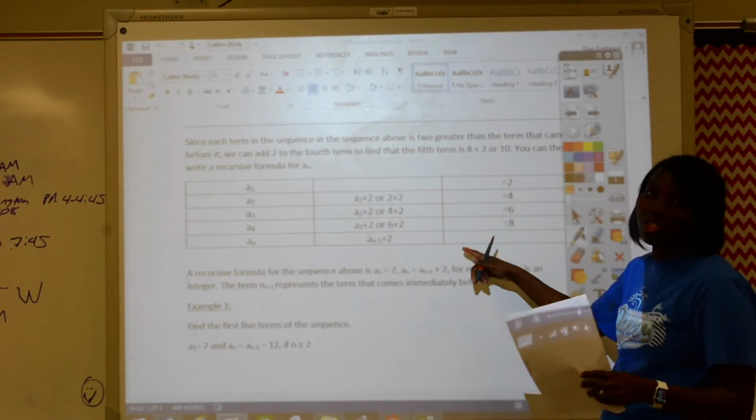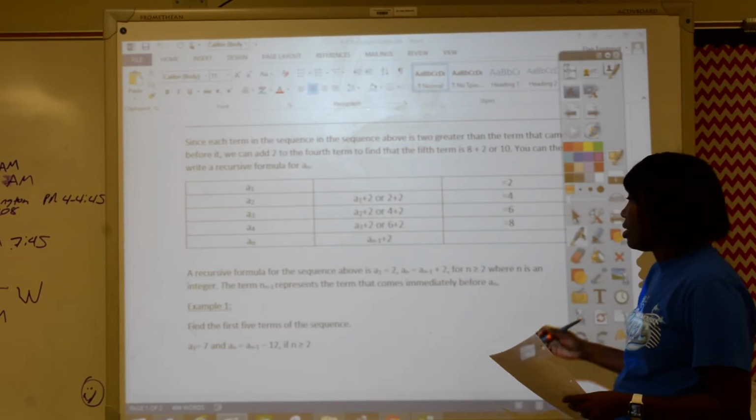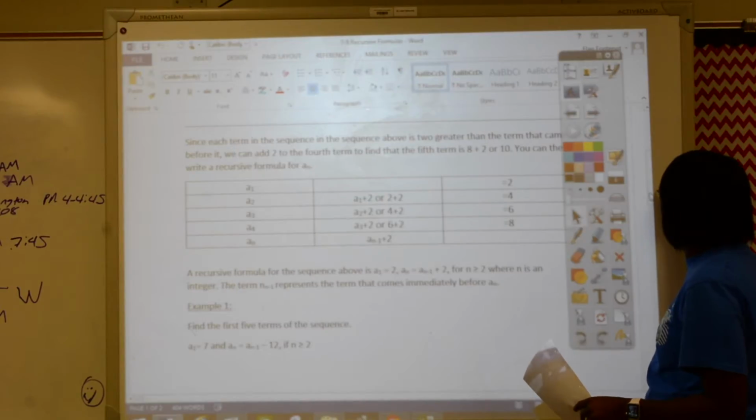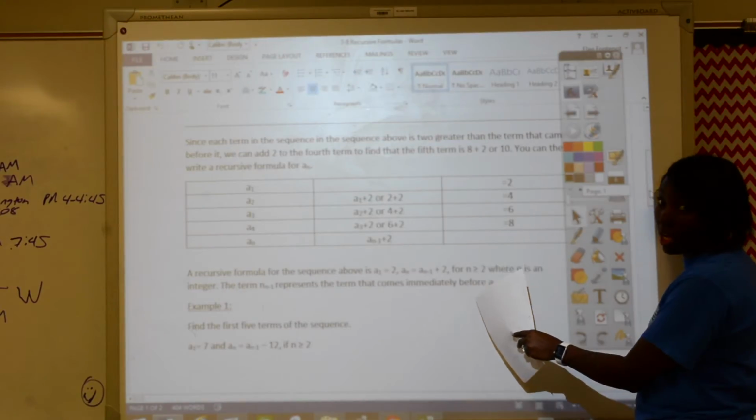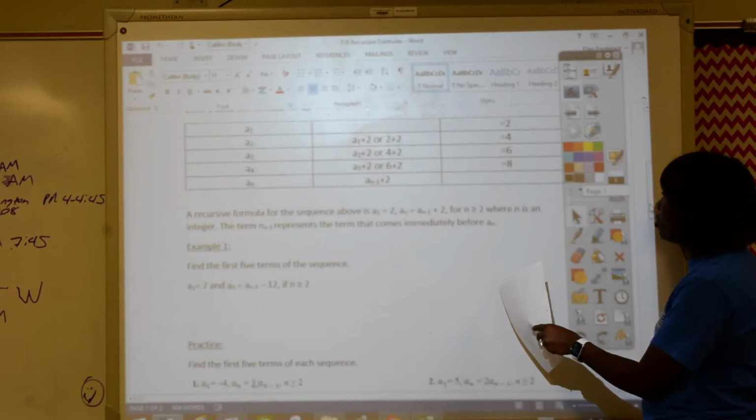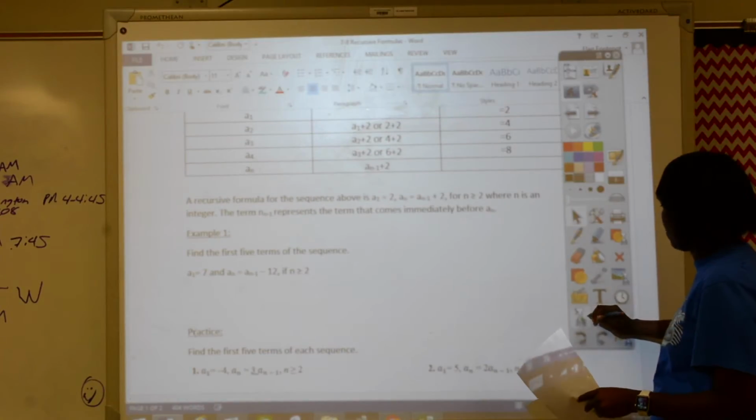A recursive formula for the sequence above would be a sub n equals a sub n minus 1 plus 2. Everybody got it? As long as n is greater than or equal to 2. Everybody got it?